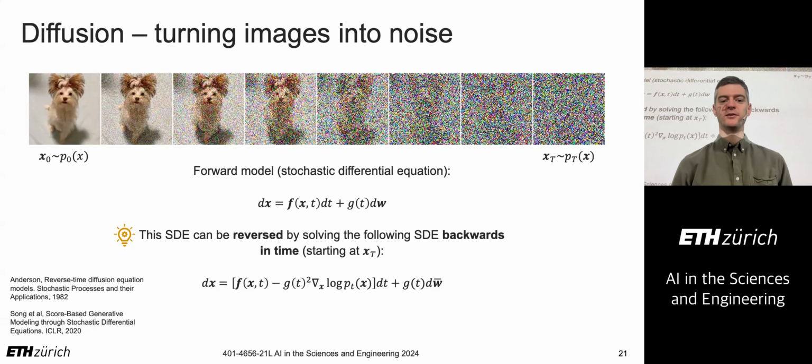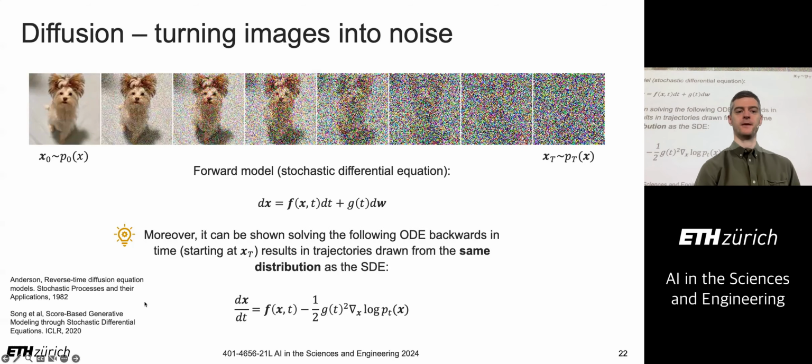But the cool result is that the ODE still gives, at the end of that path, a sample drawn from this distribution. So it will still be a natural image. It's just a single natural image.